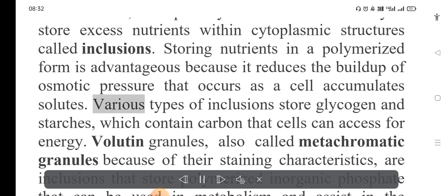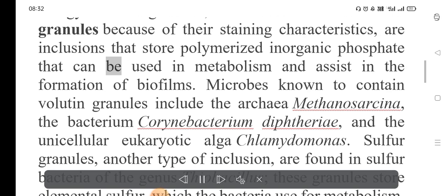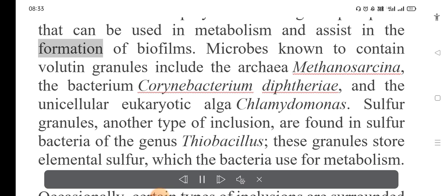Various types of inclusions store glycogen and starches, which contain carbon that cells can access for energy. Volutin granules, also called metachromatic granules because of their staining characteristics, are inclusions that store polymerized inorganic phosphate that can be used in metabolism and assist in the formation of biofilms. Microbes known to contain volutin granules include the archaeon Methanosarcina, the bacterium Corynebacterium diphtheriae, and the unicellular eukaryotic alga Chlamydomonas.